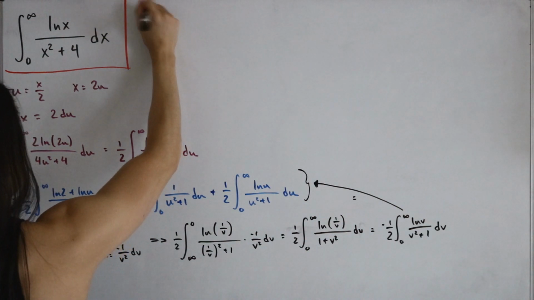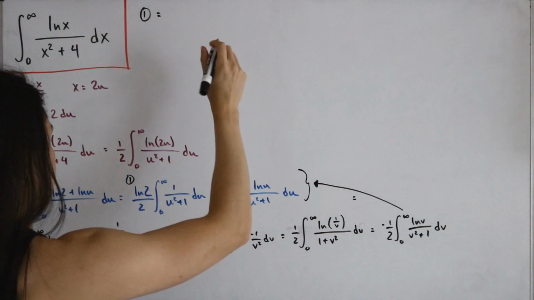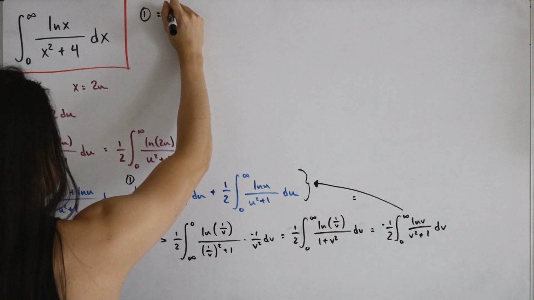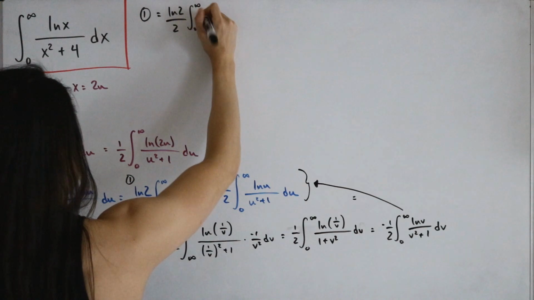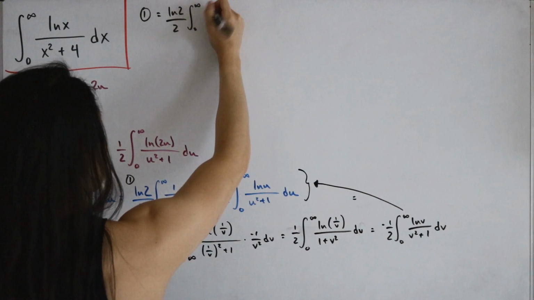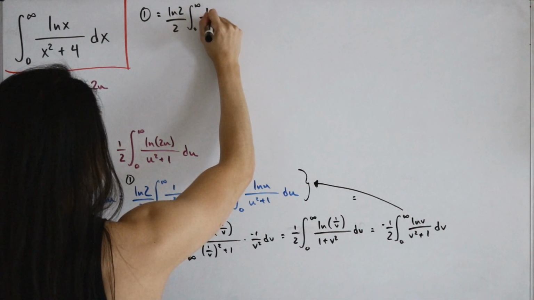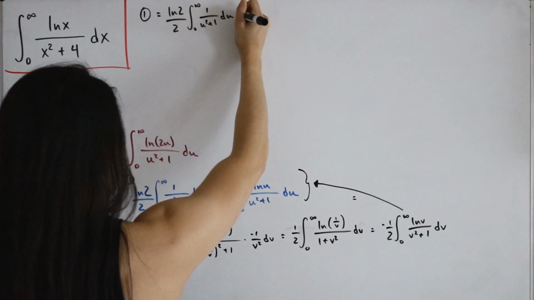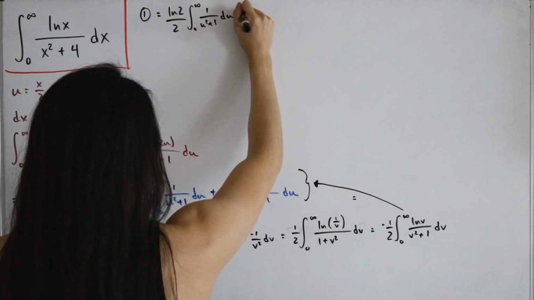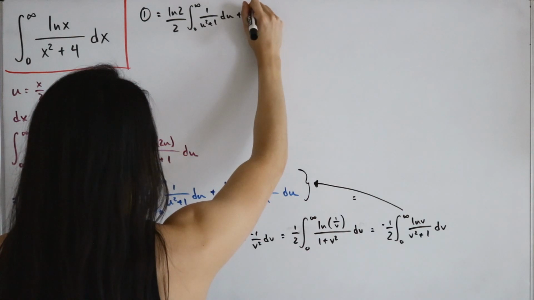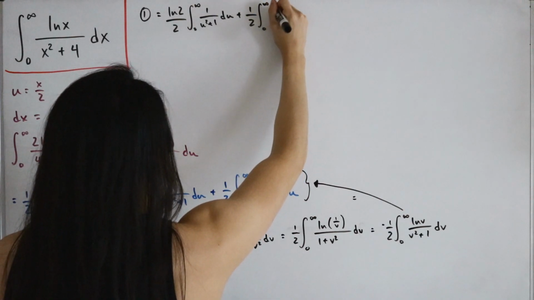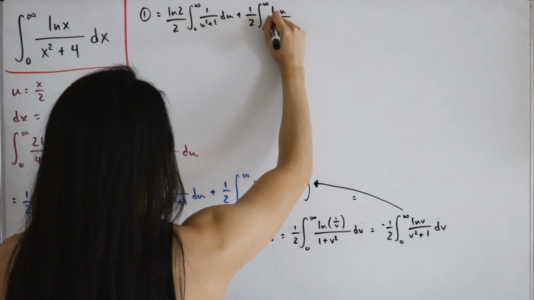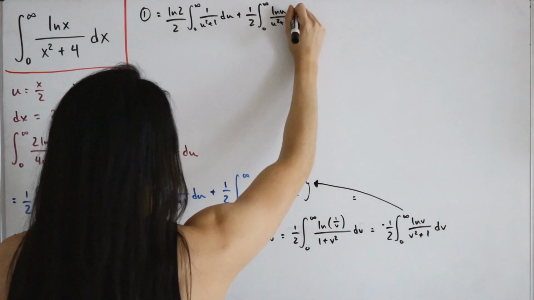So equation 1 is going to be rewritten as ln of 2 divided by 2, the integral from 0 to infinity of 1 divided by u squared plus 1 du. And then it's a dummy variable, so I can just replace this for the same thing. But first, let me write things one at a time. 1/2, 0 to infinity, the natural log of u divided by u squared plus 1 du.